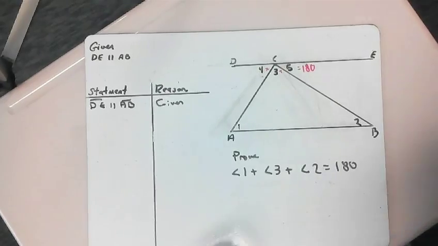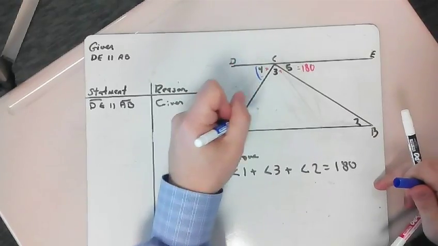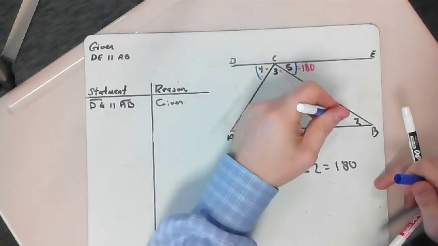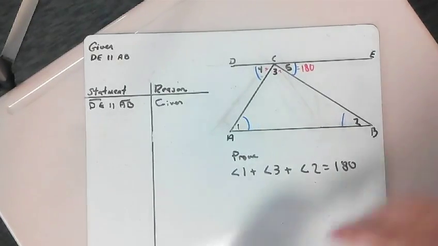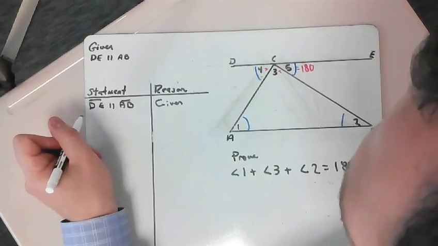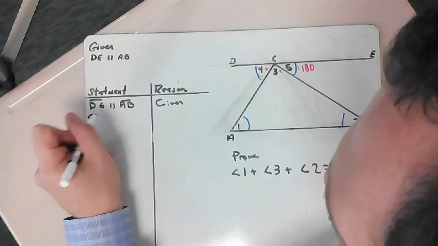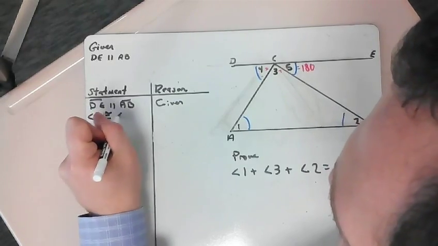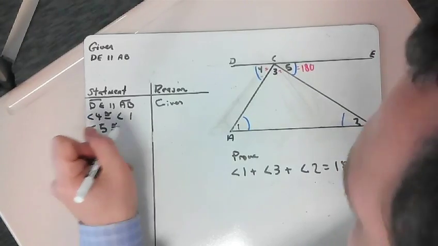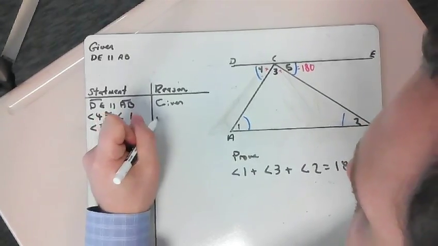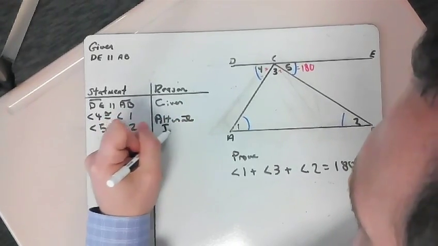Then, on top of that, because these are parallel lines, I'm going to have alternate interior angles, this and that, that are going to be congruent. So let's write that part up. Let's start with the alternate interior angles. Angle 4 is congruent to angle 1, and angle 5 is congruent to angle 2, and that's because they're alternate interior angles.